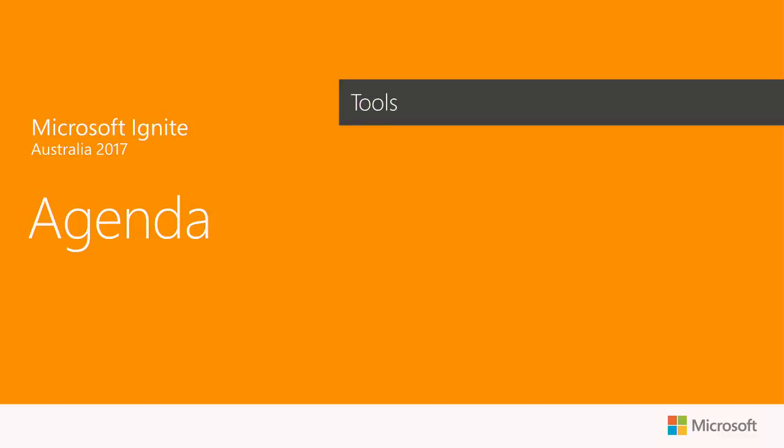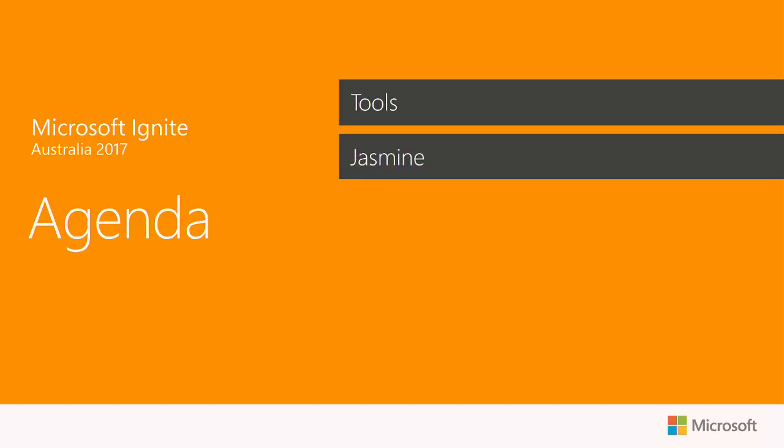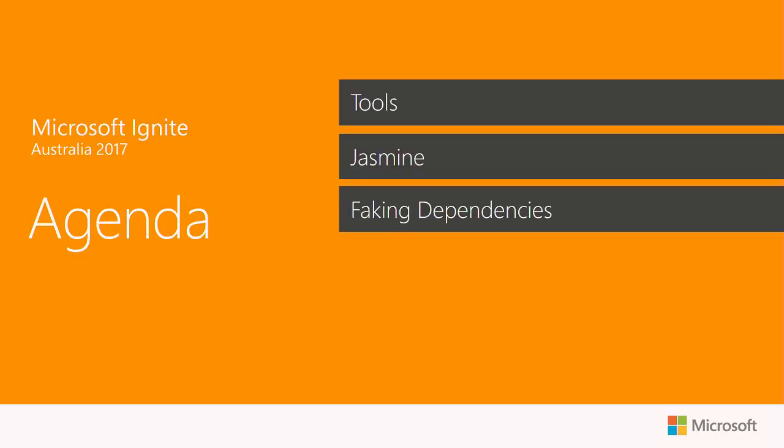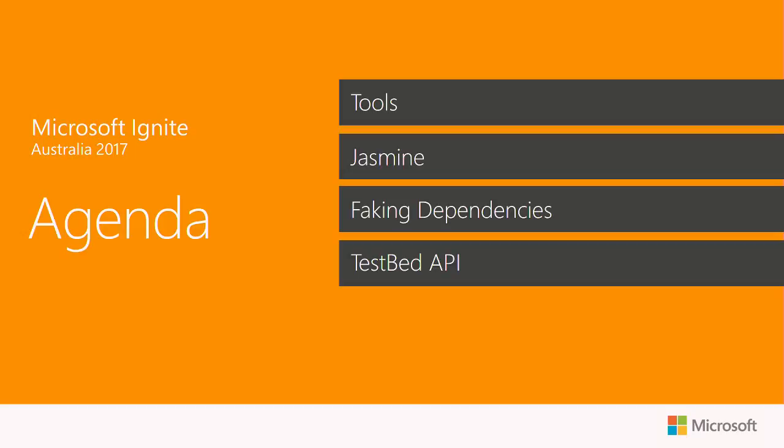So what are we going to cover today? We're going to talk about the tools that we're going to use to test our Angular applications. We're going to talk about Jasmine, which is one of the most essential parts, and have a look at that. The hardest part of testing is often managing dependencies, and we're going to have a look at how we can do that in unit testing our Angular apps.